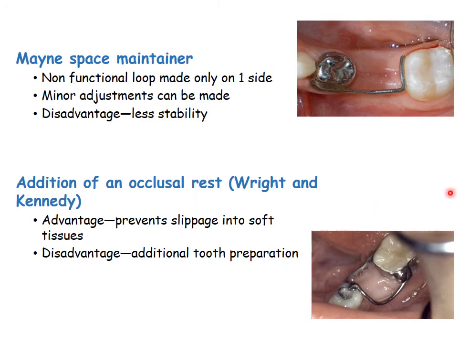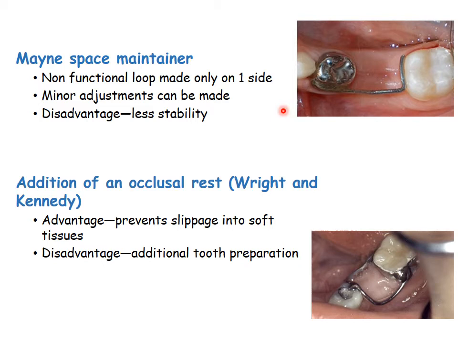Next we have the mine space maintainer. Mine space maintainer is similar to your band and loop space maintainer, but here you have only one loop instead of two loops. Minor adjustments are easier to do in this, but the disadvantage is its stability. It's not stable because of only a single loop.